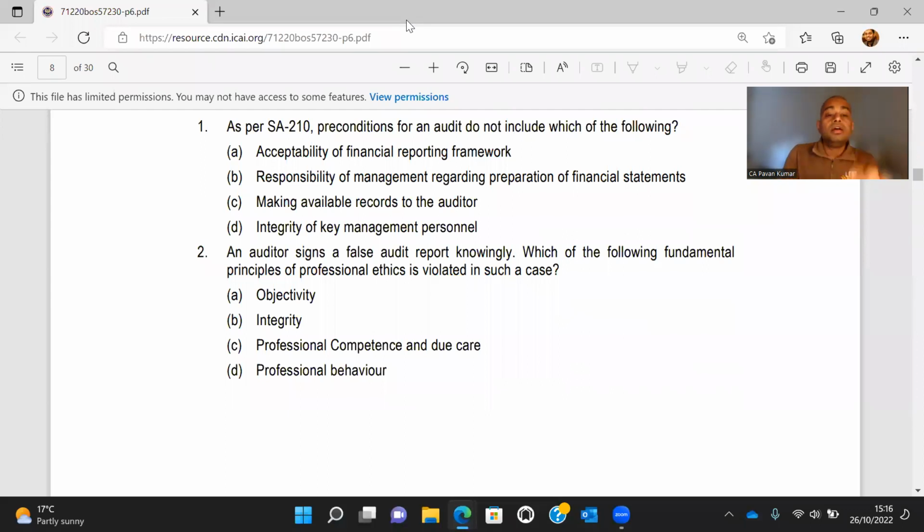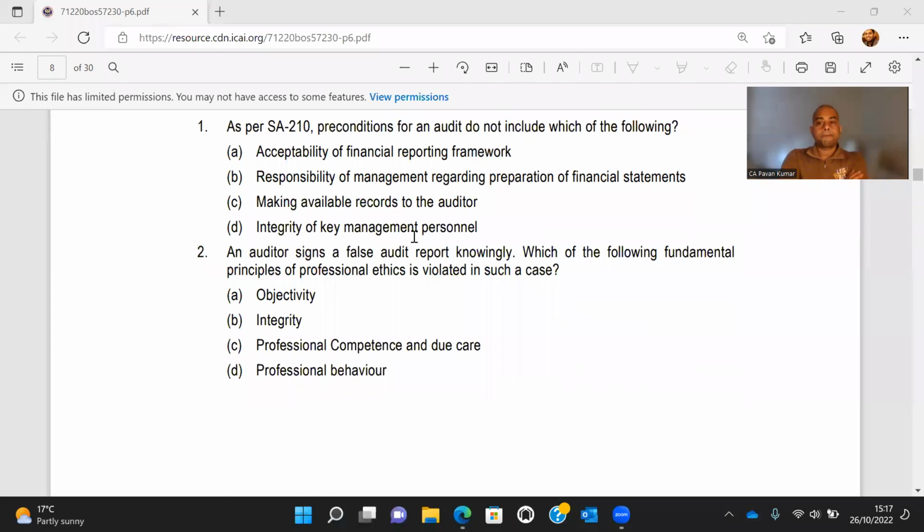Nazia, can you read question number 2, please? Nazia Suleiman. Hello, sir. Am I audible? Hi, ma. How are you? Good, sir. Nazia, where are you from? I'm from Kannur. Kannur. Very good.